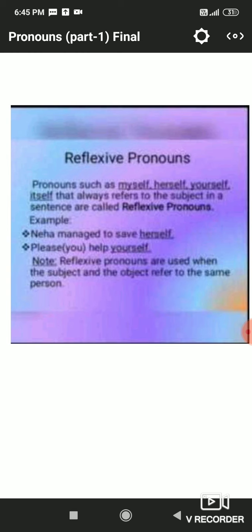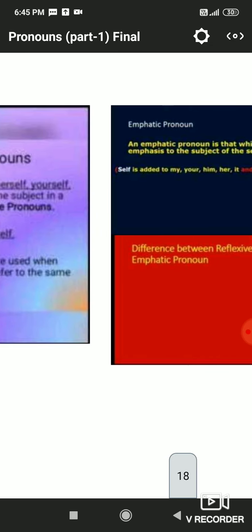Neha managed to save herself. The pronouns which reflect the noun are known as reflexive pronoun. So here the noun will always be used and it will be used with reflexive pronoun as an object. Please help yourself. Reflexive pronouns are used when the subject and the object refer to the same person. Keep this in mind, subject and object should refer to the same person.